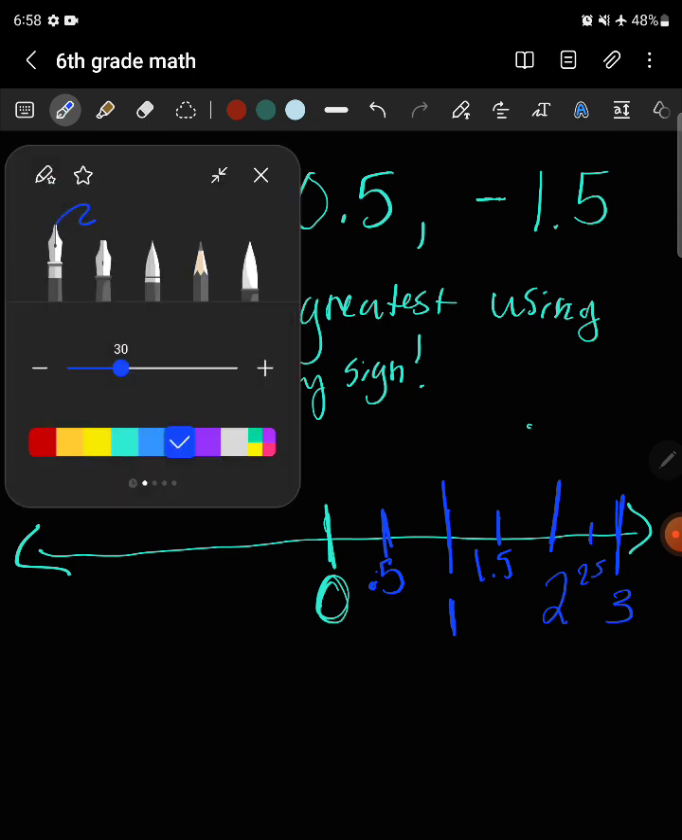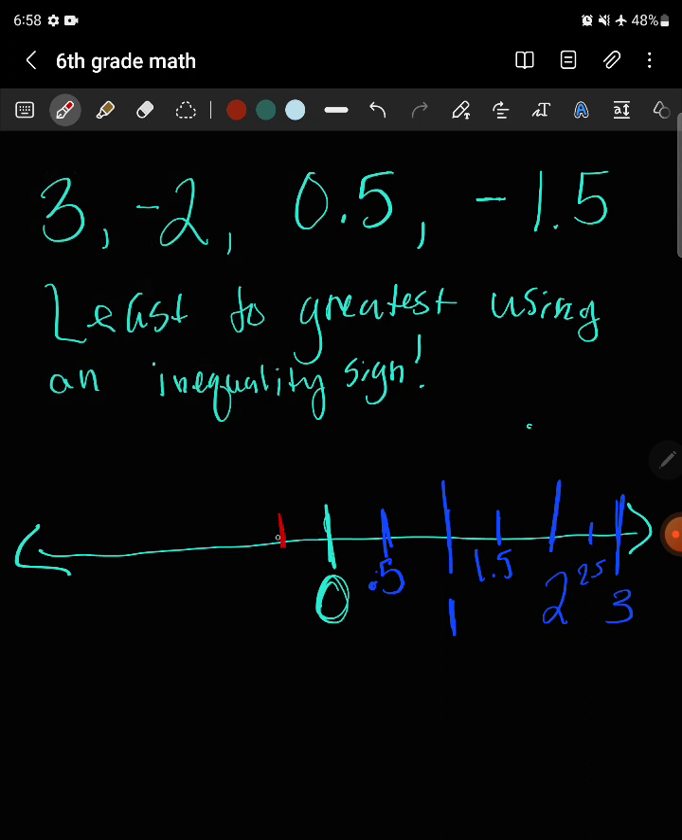To the left, I'm going to use red, which is going to indicate my negative numbers. I have negative 5/10. I have negative 1. I have negative 1 and 1/2. I have negative 2. And I have negative 2 and 5/10.